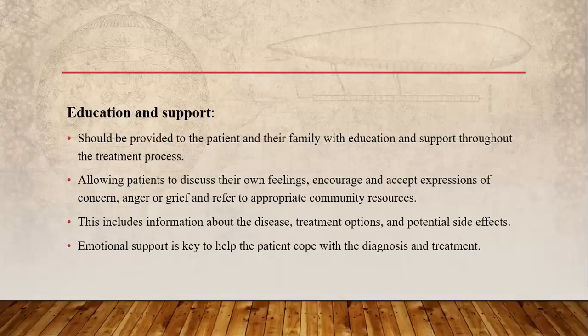So allowing patients to discuss their own feelings, encouraging them and accepting expressions of concern, anger, and grief, and also referring them to appropriate community resources is very key, because, as I say, the disease causes a lot of distress, not only for the patient but also for the family, because the family really wishes to do anything they can to offer this patient. So it's always good to allow them to express their feelings and concerns and address them as you continue, and also anger and grief in case the outcome is contrary to what they were expecting.